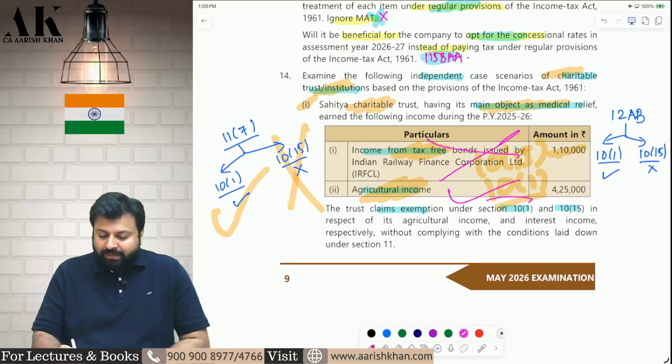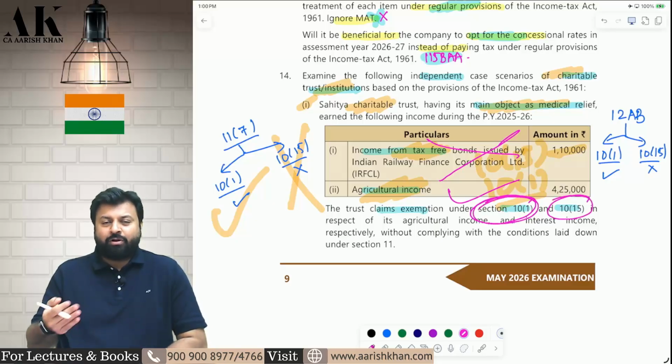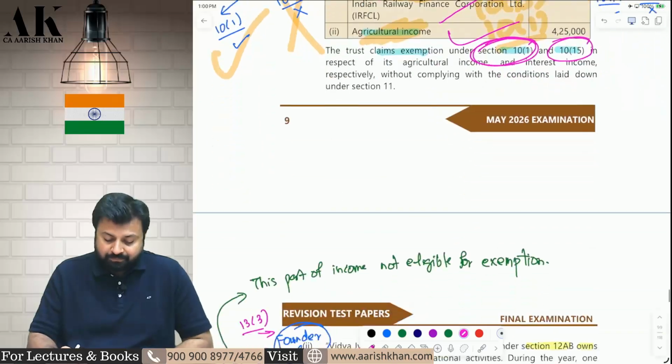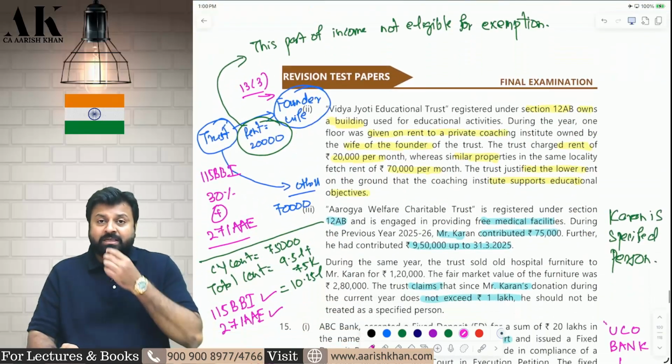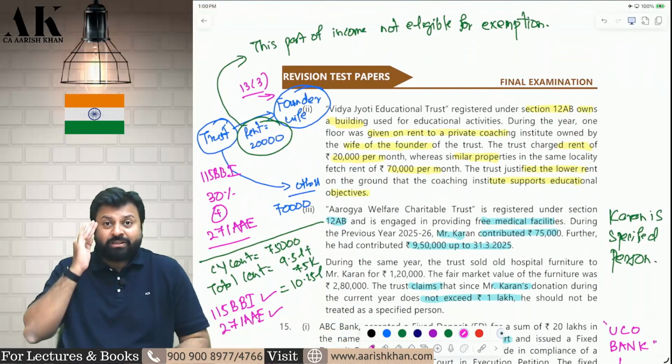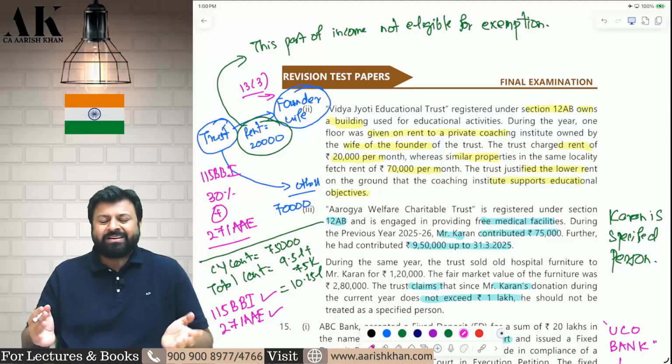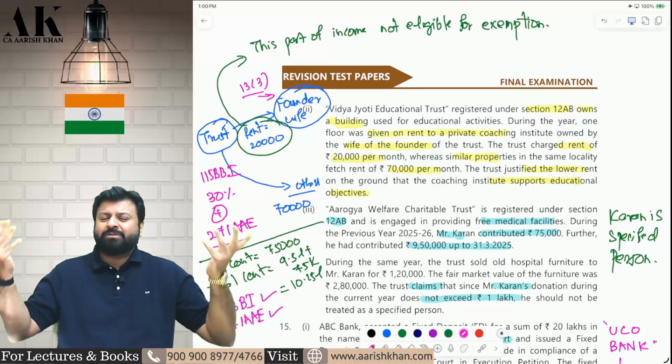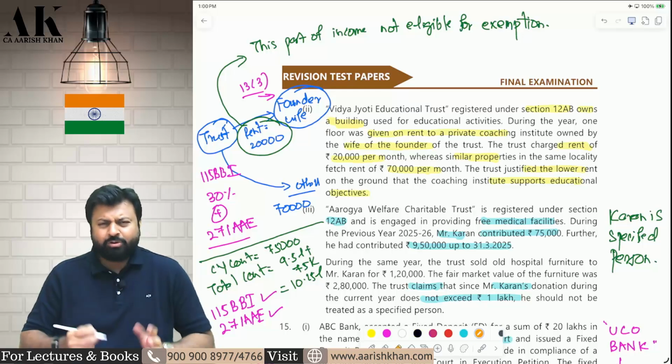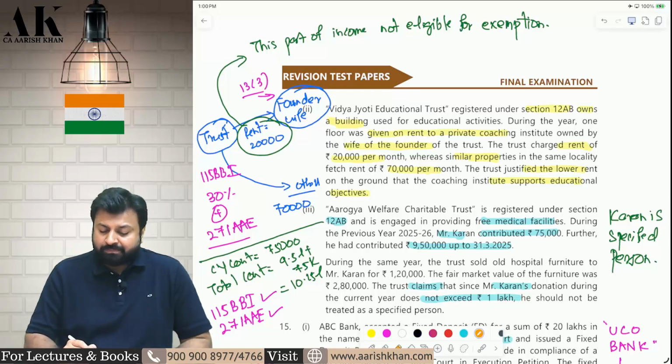The institute has already given it: the first one is covered under 10(15), the second one is covered under 10(1). So they have also given the section number, so it's okay. If they had not given the section number, then there would have been some problem. We need to think about where it is exempt. But anyway, anything apart from agriculture income is not eligible. You have to think like that. You don't have to remember each and every section.